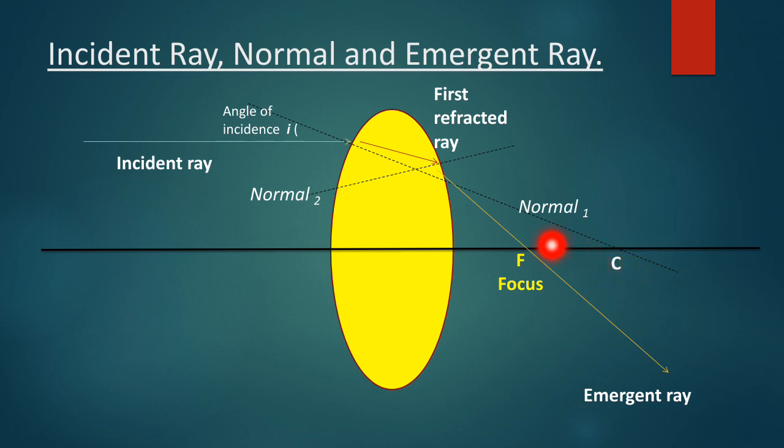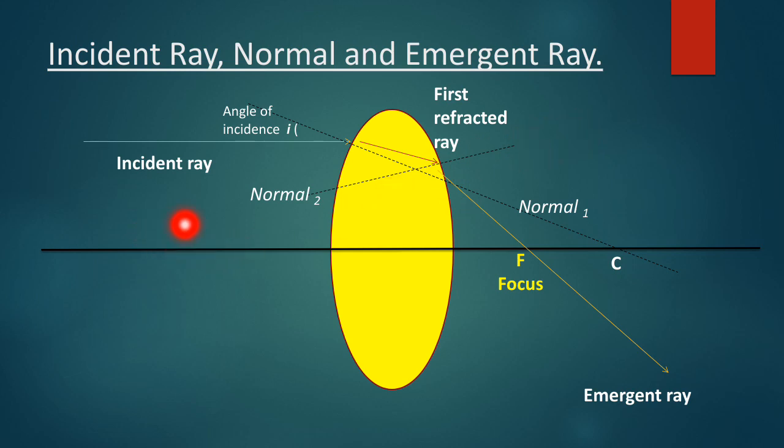Okay, so now we have this as the normal, this is the incident ray, and this is the angle of incidence. As the light ray is traveling from the air medium to the glass medium, that is rare to denser, the light ray will bend toward the normal. So this is the first refracted ray, which is traveling inside the lens. Now we have the second refracting surface here. The light ray will be incident here and it will refract once again, so we have to draw the normal.